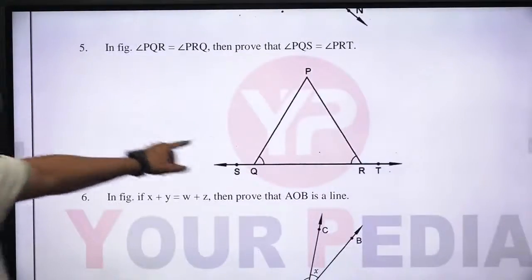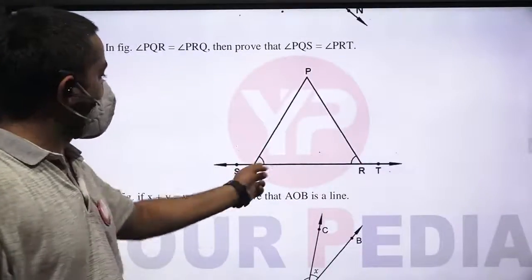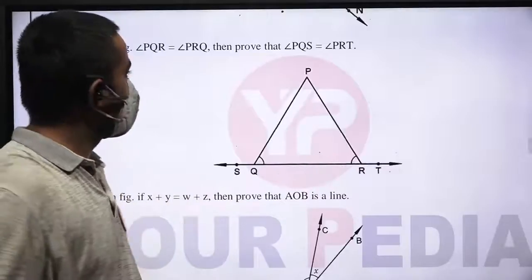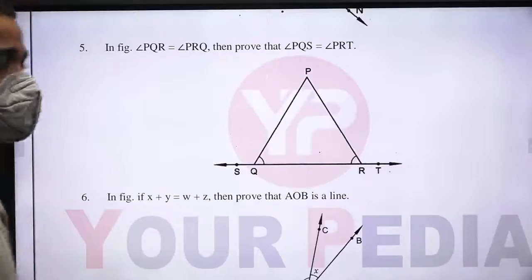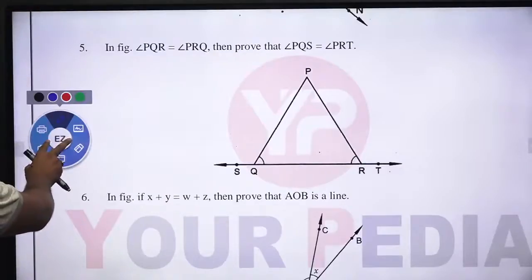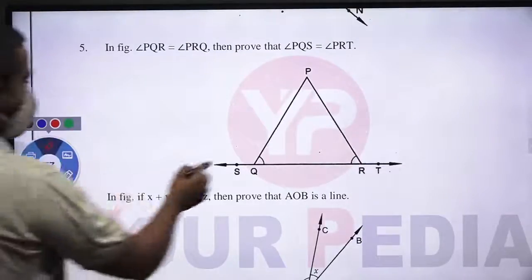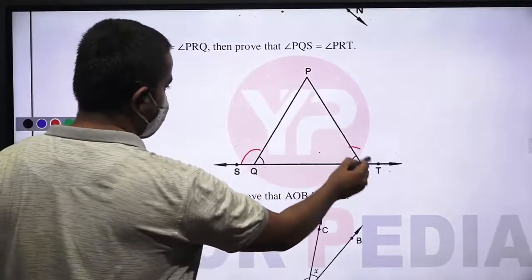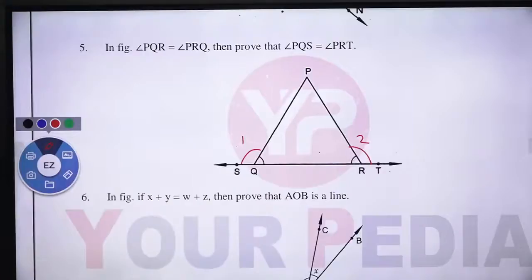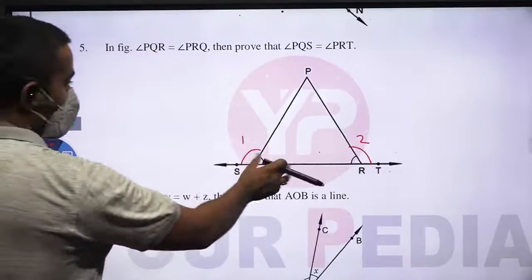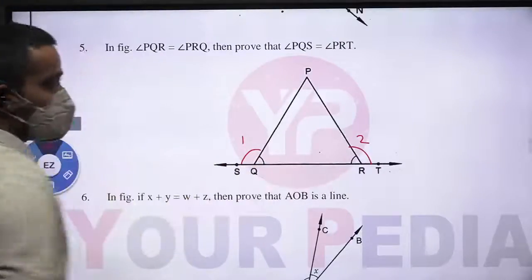So in this figure, angle PQR is equal to angle PRQ. So this angle is equal to this one. I have to prove angle PQS is equal to angle PRT. So very easy question. If these interior angles are equal, will the exterior angles also be equal? Let's say 1 and 2. Yes, of course.